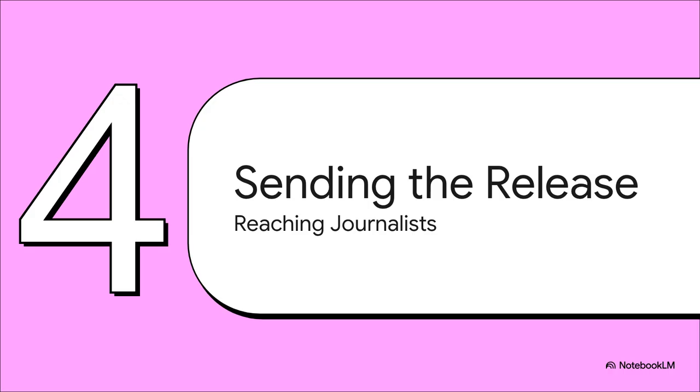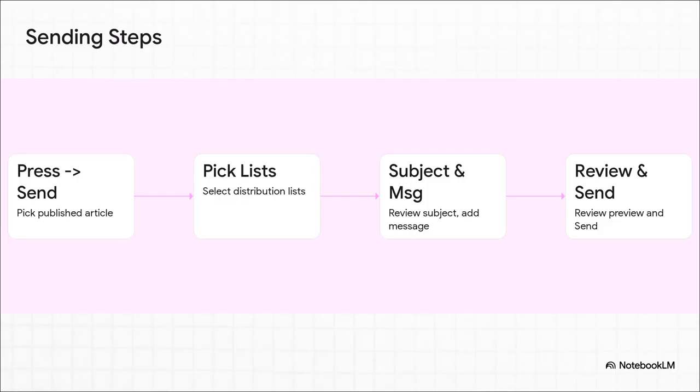Section 4, sending the release. We have our published article, we have our targeted lists, so let's actually send this thing out. This flow is incredibly straightforward. You grab your article, pick your lists, and review the subject line.